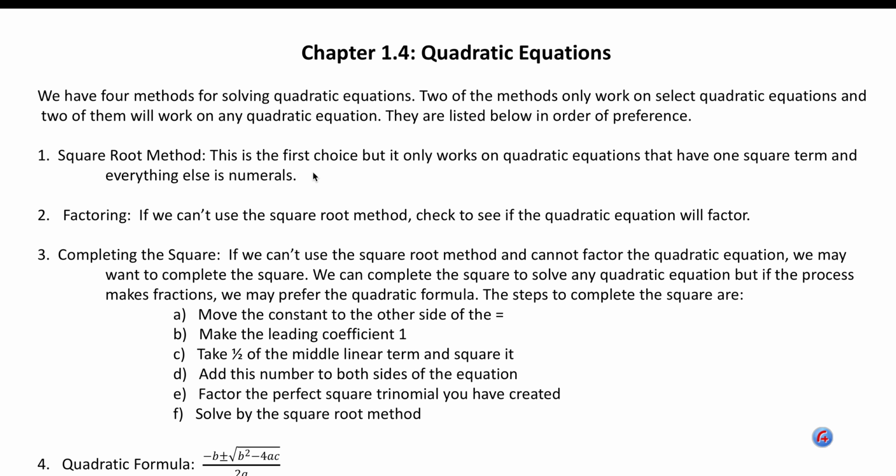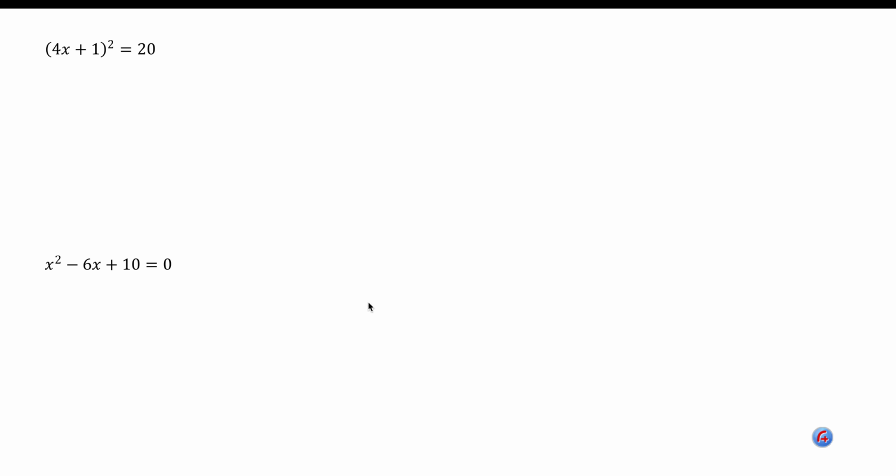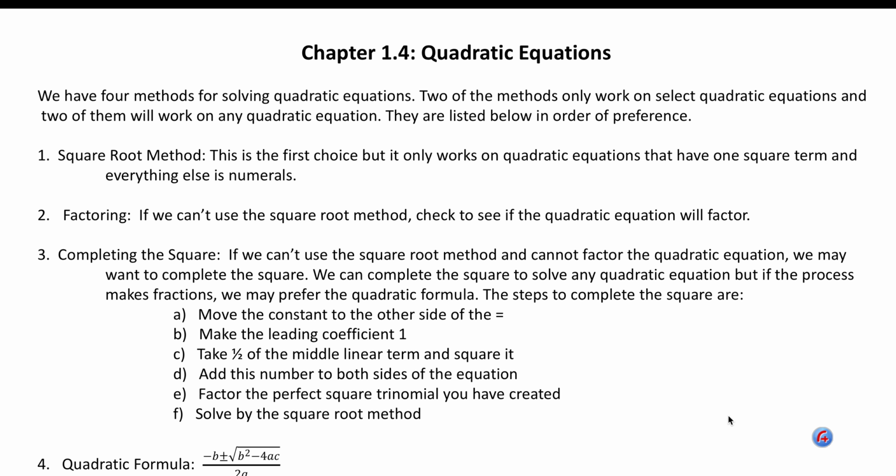First of all, we have the square root method. This is the first choice, but it only works on quadratic equations that have one square term and everything else is numerals. For example, if we had a quadratic equation, and we can tell it's quadratic because the biggest exponent is a 2, say x squared equals 4. So I have a square term and everything else are numerals. Hey, I can use the square root method.